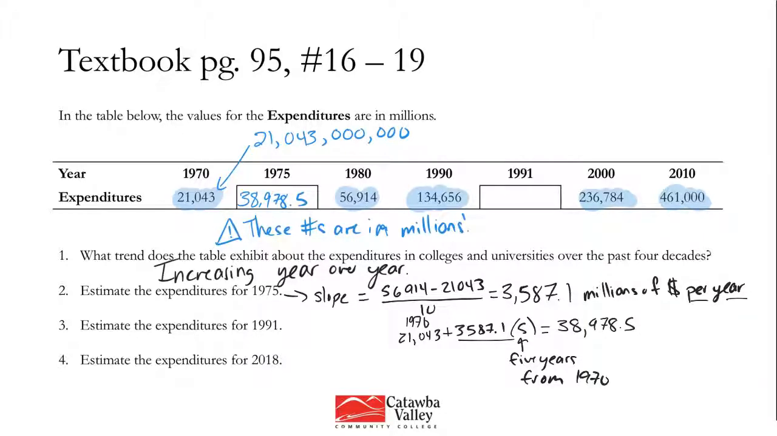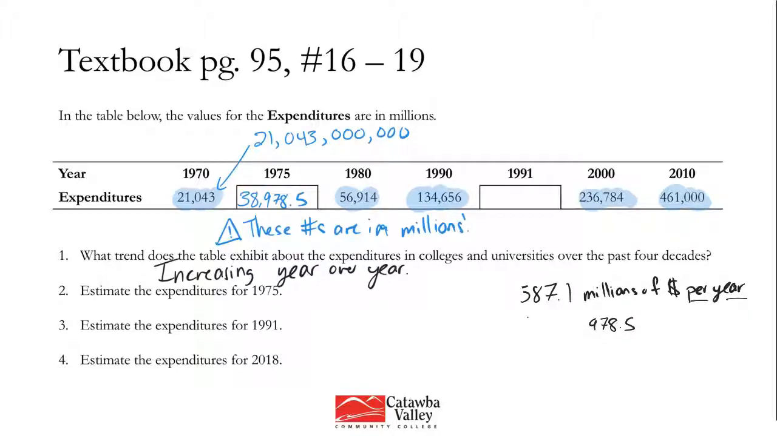So why would we have two different ways? Well, that's the problem in number 3. For 1975, it's a special number because it lies halfway in between 1970 and 1980. But what happens when we don't have a number that's exactly halfway in there? So let's look at that when we try and find 1991.